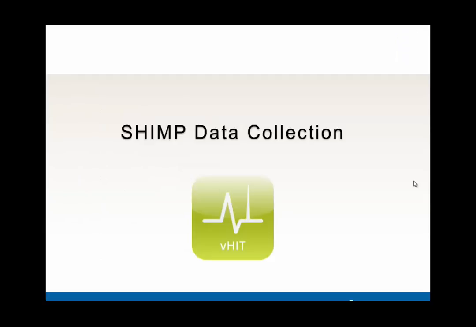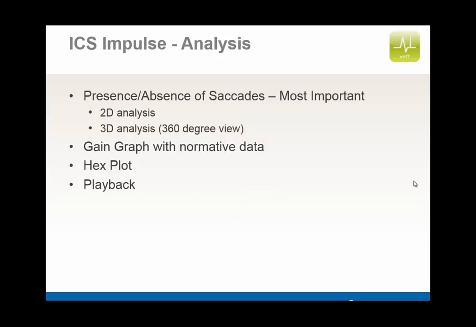SHIMP data collection. Just so you know, SHIMP is performed exactly like your traditional head impulse is performed. So data collection is exactly the same. SHIMP analysis is different than traditional VHIT. So what we're looking at is presence and absence of saccades. That's the most important thing. We look at the 2D analysis and the 3D analysis. You have a gain graph with normative data just like you had in VHIT. You have a hex plot, just like you do in VHIT, and you can also play back the data just like you do in VHIT.